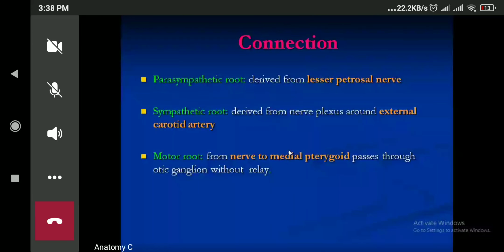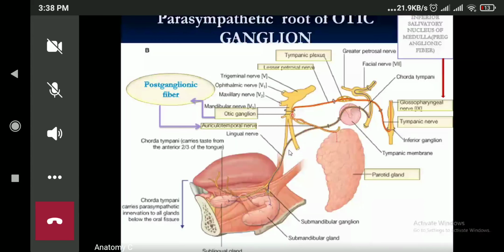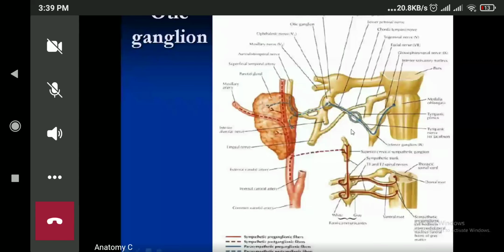Now see the parasympathetic root. I'll show you this one. This is the otic ganglion. This one is the parasympathetic root. Can you see the parasympathetic root? Okay, so this one is the otic ganglion, this one is the parasympathetic root, and another root will be over here, from the superior cervical ganglion to the otic ganglion. That is the sympathetic root.